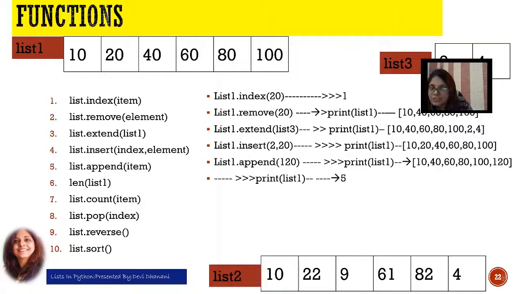I can find the length of my list using the len function. Herein the argument to the len function is the list itself. So if we consider this list, the total length of the list is 5 and the output given will be 5.